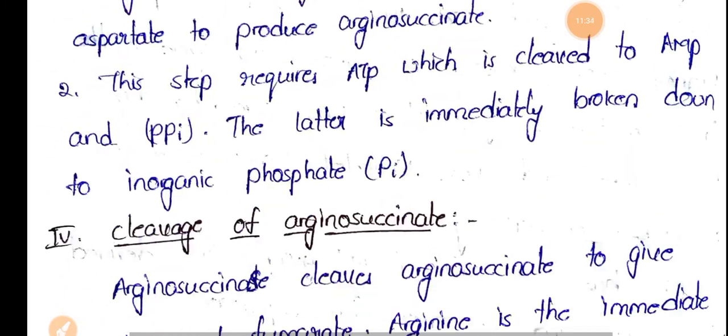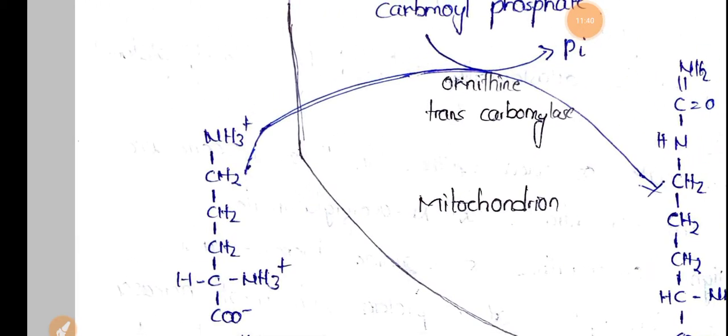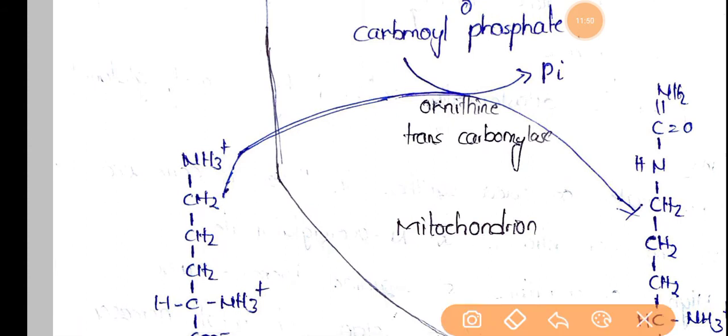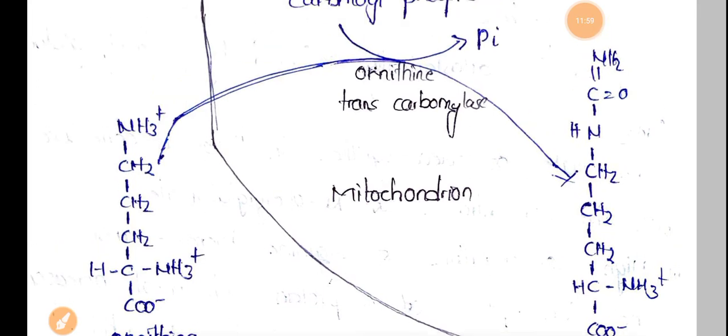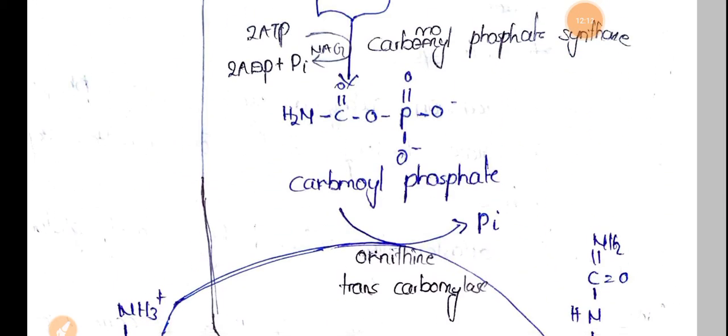Okay, so let's see the reaction. If you see the reaction here, carbamoyl phosphate and ornithine combine to form this citrulline. This is the citrulline, NH2C double bond O, NH, CH2, CH2, CH2, CH, NH3 plus, COO minus, which we can call citrulline. And if you see here carbamoyl phosphate, what's its structure? NH2C double bond O, O, P double bond O, O minus, O minus.